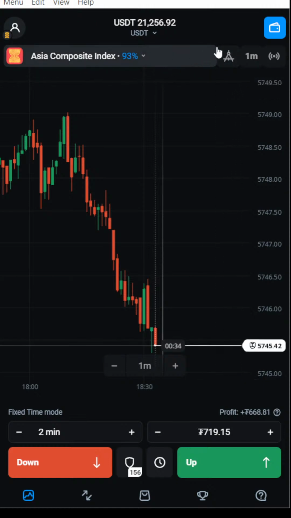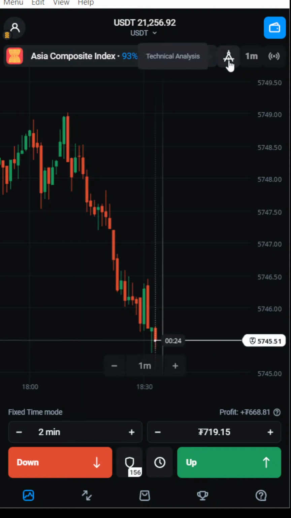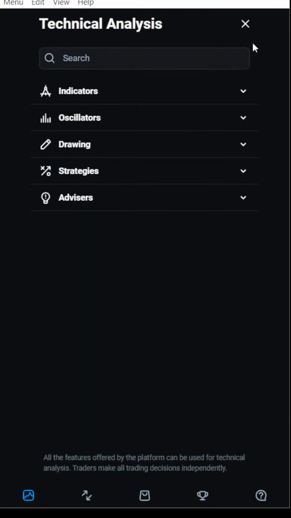On the computer screen, technical analysis was in a different place than on the mobile screen. Here is the technical analysis. We need to click on technical analysis, and you can see this window: indicators, oscillators, drawing tools, strategies, advisors. I'm using the mobile application in portrait mode, that's why I still have this menu like this. But when you open this on your mobile screen in horizontal mode, you will get it left to right or right to left.